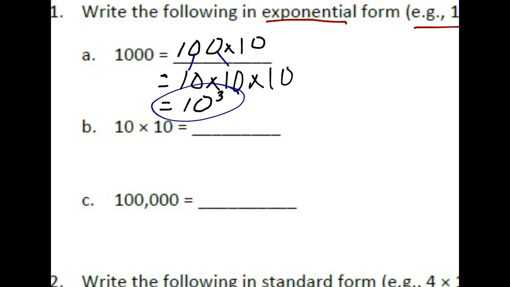Let's do another one. Let's look at 1B. I'm not actually going to solve this one all the way through, but I'm going to point out what I think some people might put down as a mistake. So 10 times 10, well, that equals 100, and I think some people will just write down 100 and leave it at that. But remember, up at the top, it tells us we want it in exponential form.